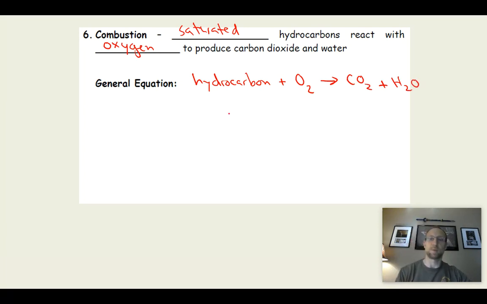We did this back in the beginning of the year, the first lab we ever did, that candle lab, where we did the process of combustion, right? If you take oxygen out of the equation, the flame goes out. So you need oxygen for combustion. So let's look at an example.